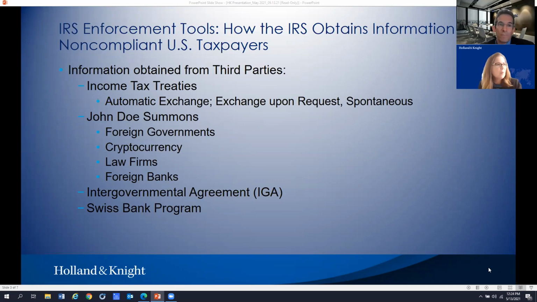Let's jump into the next bullet point, intergovernmental agreements or IGAs. This is another enforcement tool. The US has collaborated with other governments to develop 2 model IGAs that are used to implement FATCA. FATCA is the Foreign Account Tax Compliance Act.